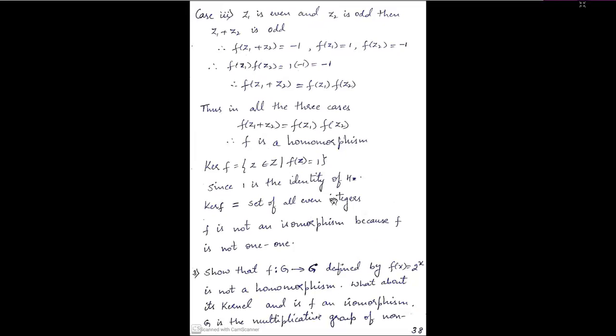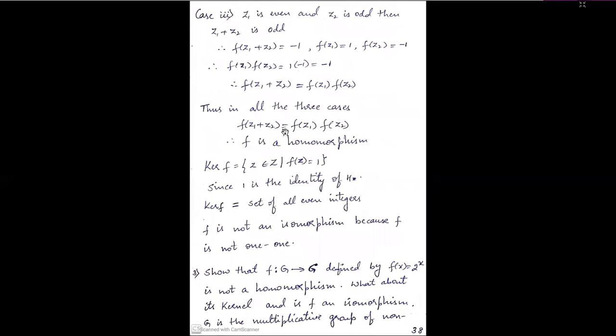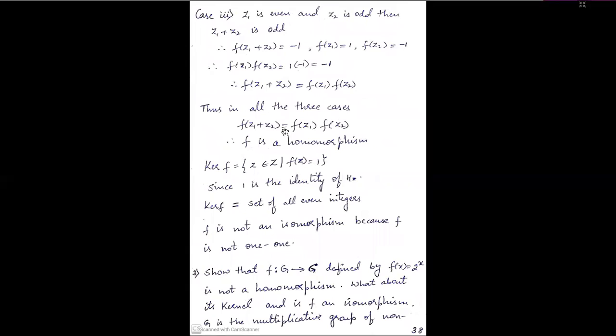Now F is not an isomorphism because F is not one-to-one. All even numbers are mapped to 1 and all odd numbers are mapped to minus 1. So it is not a one-to-one function because two or more values in Z have the same image. So this is how you find the kernel of the function F.